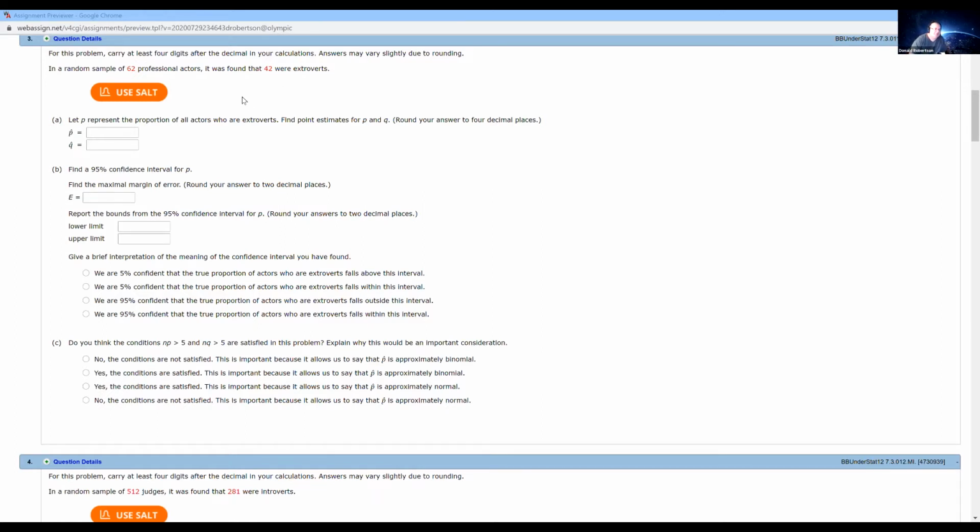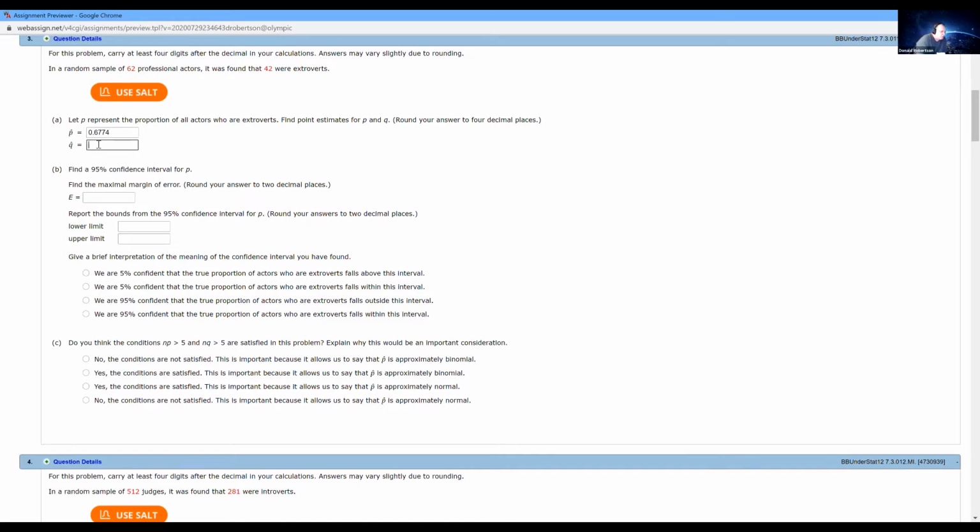In a random sample of 62 professional actors, it was found that 42 were extroverts. That's surprisingly small. I would think to be an actor, you would probably need to be an extrovert, but what do I know? Right, so p hat, won't that be 42 divided by 62? Right, that's p hat. So on my calculator, I'm going 42 divided by 62, and I have got the answer 0.6774, sticking to their 4 decimal place rule.